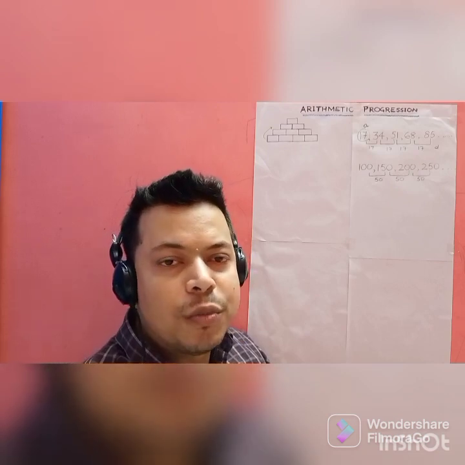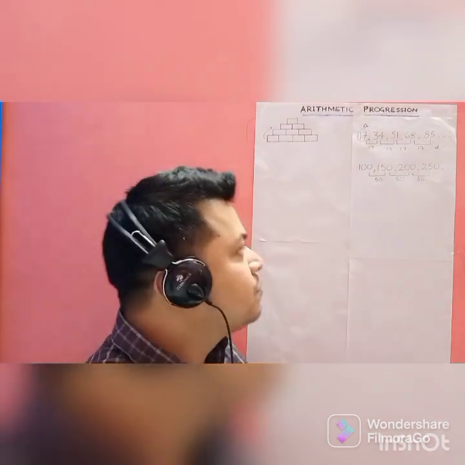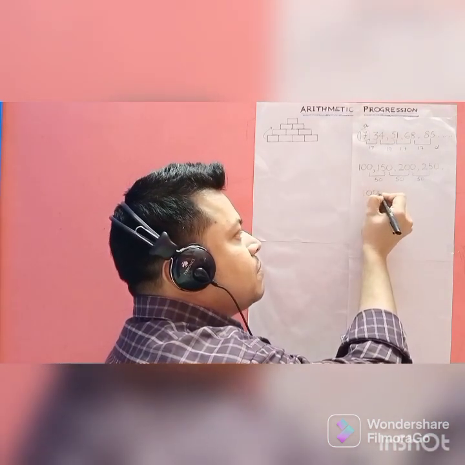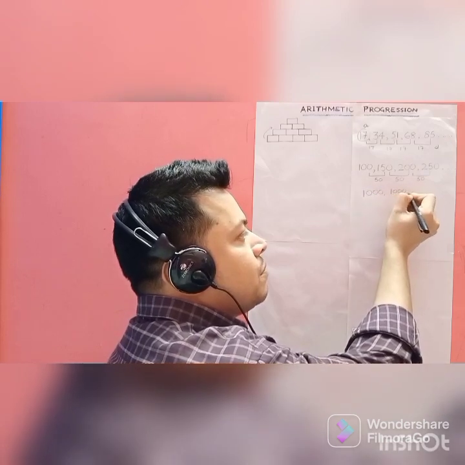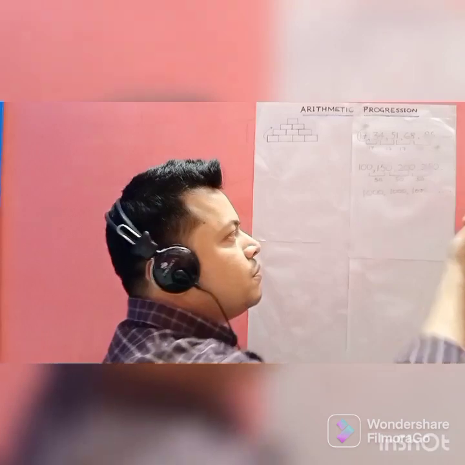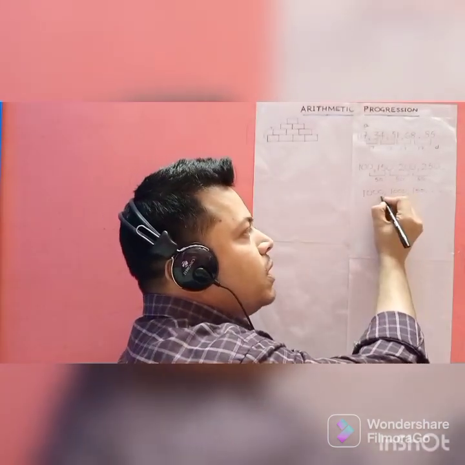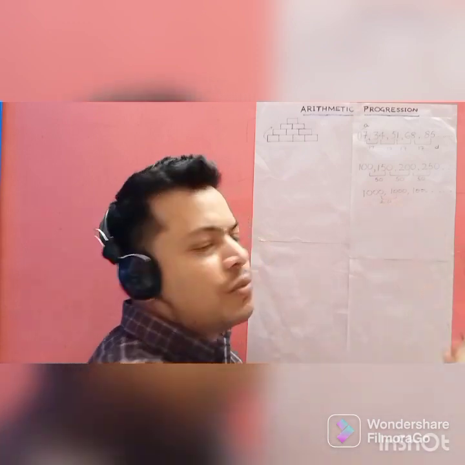And for zero common difference, I'm giving an example. Suppose you are going to buy something. On the first day you have spent rupees 1000. Again on the second day you went to buy something and you again spent the same amount, rupees 1000. And similarly on the third day, fourth day, you are spending rupees 1000. Here we can clearly see that the common difference is 0. d is 0. So this is an example of zero common difference.